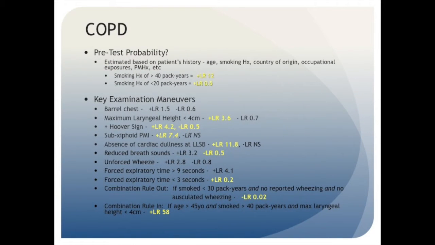Another maneuver that's been shown to be useful in either ruling in or ruling out COPD is the presence of something called Hoover's sign, which has a positive likelihood ratio of 4.2 and a negative likelihood ratio of 0.5. A positive Hoover's sign is when you observe or palpate the inward motion of the bottom part of the rib cage upon inspiration, as shown here.